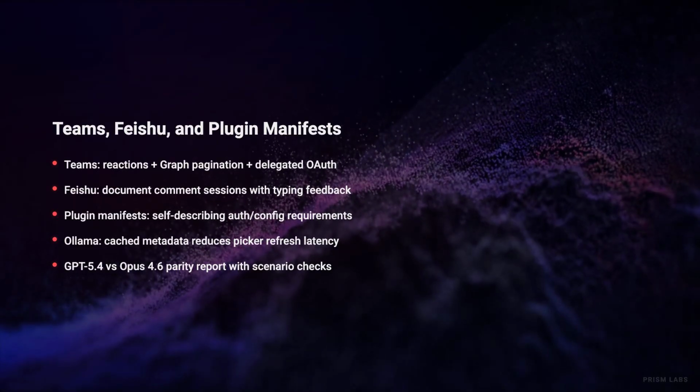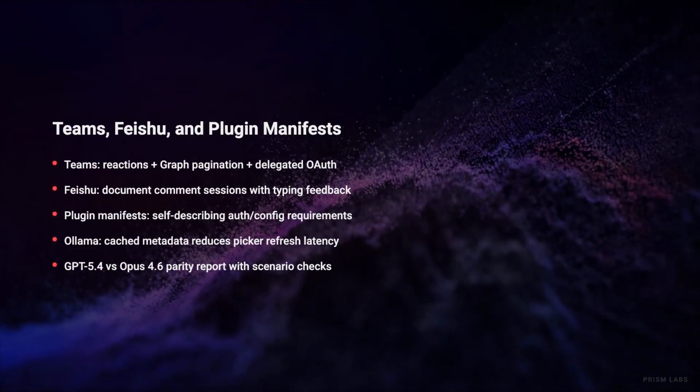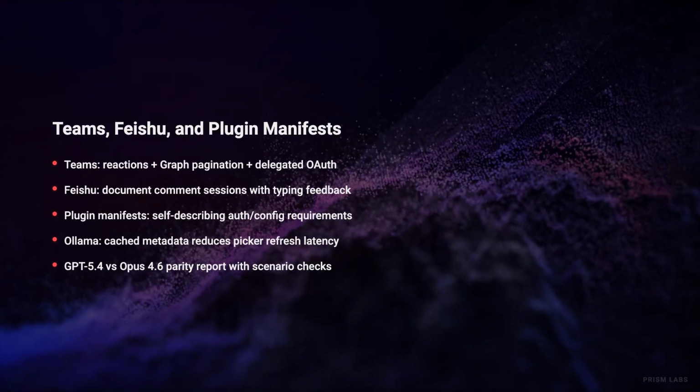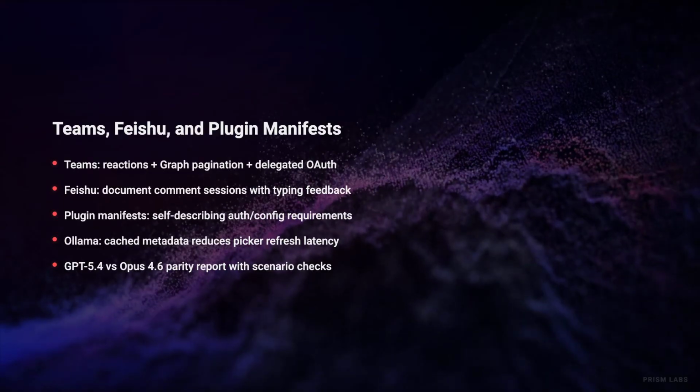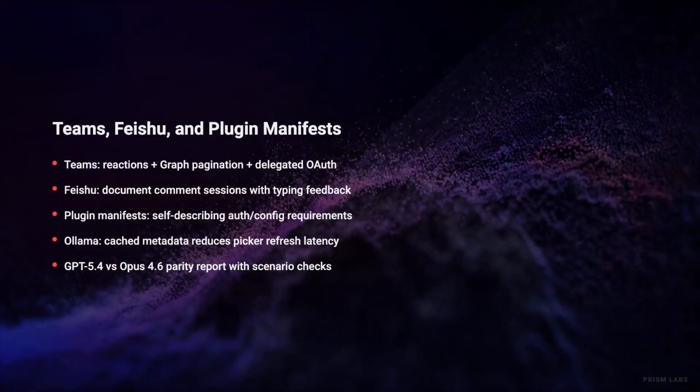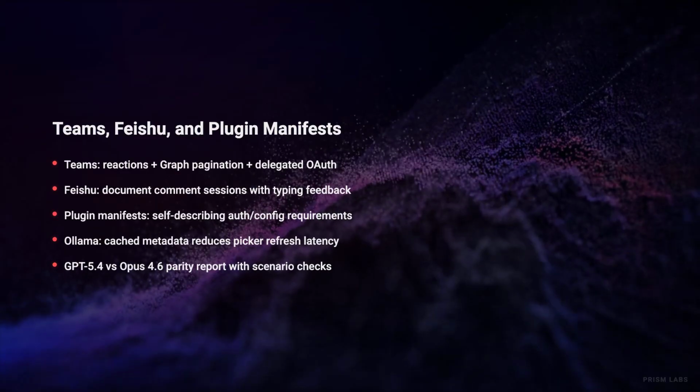And the GPT 5.4 versus Opus 4.6 agentic parity report is worth exploring if you're choosing between providers. It documents shared scenario coverage with stricter evidence heuristics to give a fair, reproducible comparison.